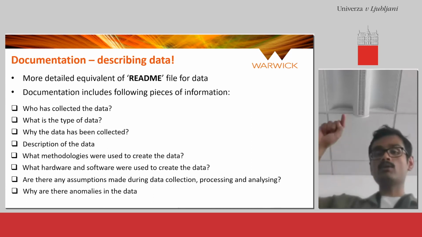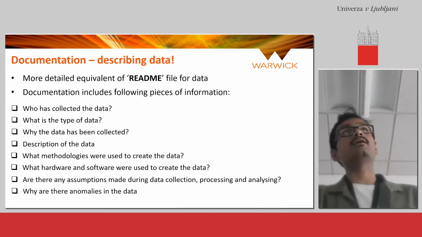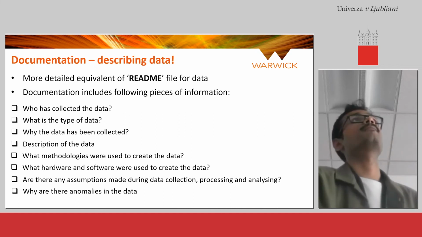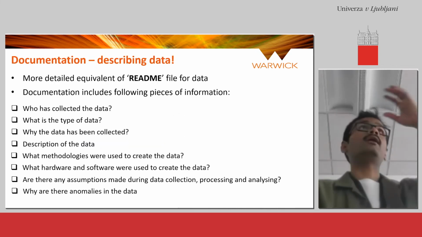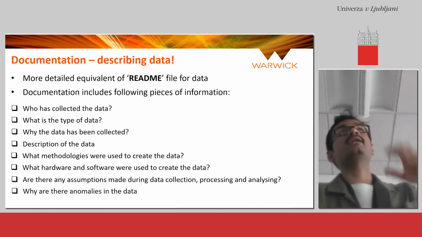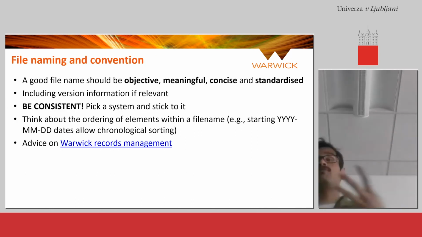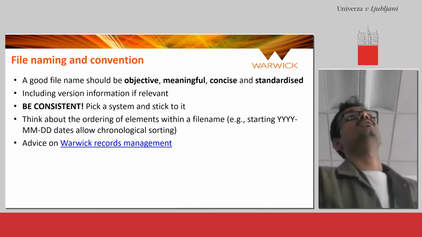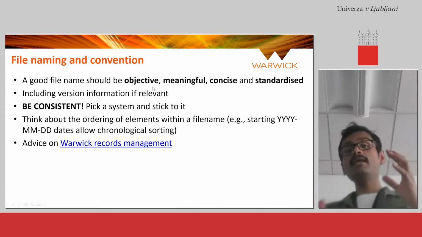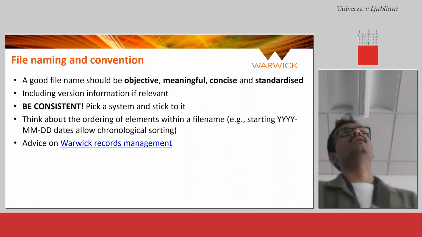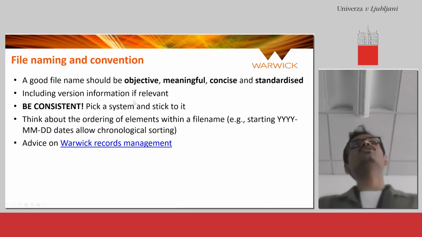So if your graph is going up, but there is a kink in your graph, there needs to be an explanation for that in your description. The list can keep going on and on, but I just gave a bit of the important bits for the documentation. The third bit is file naming and convention. There are four keywords in file naming. It needs to be objectful, meaningful, concise, and standardized, making sure it's consistent throughout your system.